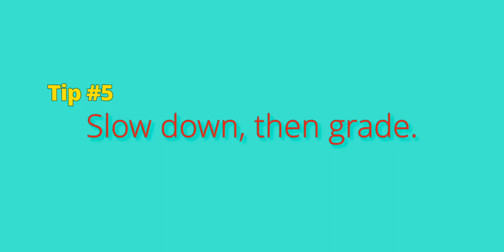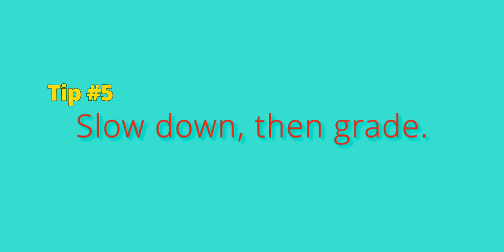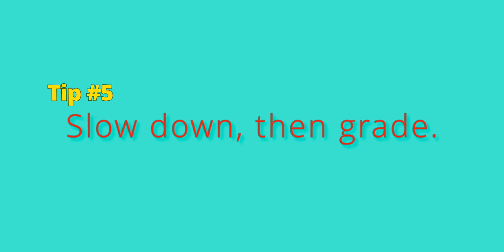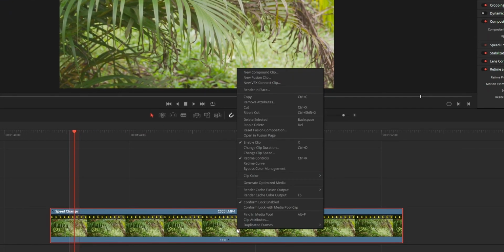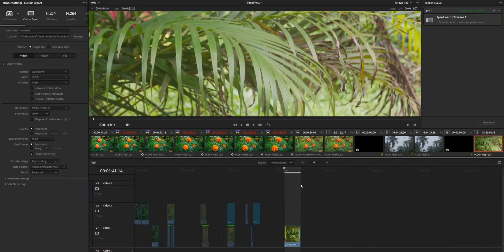And next tip is don't color grade the clip and add slow motion at the same time. First, add slow motion to the clip, then use render in place to render out the clip as a new clip, or you can use the project render option to render out the clip. After that, only then color grade the clip. By doing this, you can improve the quality of your slow motion.